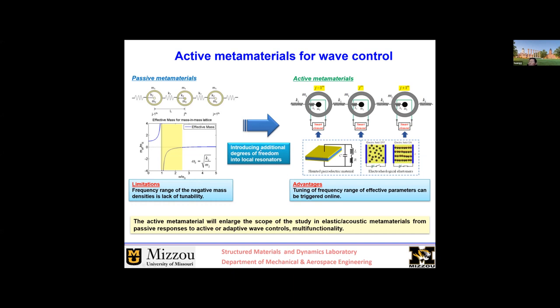But basically, this kind of material, you can use with smart materials, such as piezo, or you can use electrorheological elastomer or any other smart material by introducing an additional degree of freedom. For example, it's a multi-physical problem. You can introduce an electrical voltage, you can tune this frequency region, then you can tune the band gap.